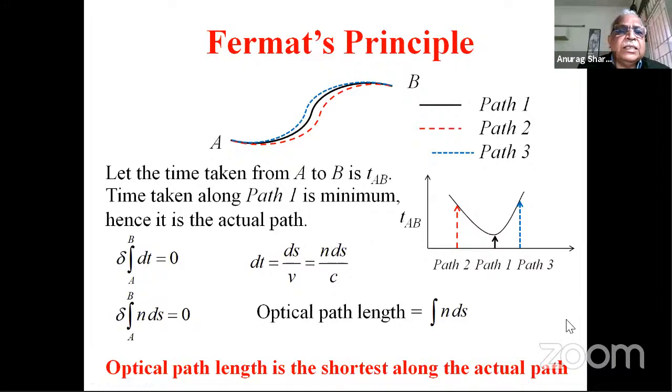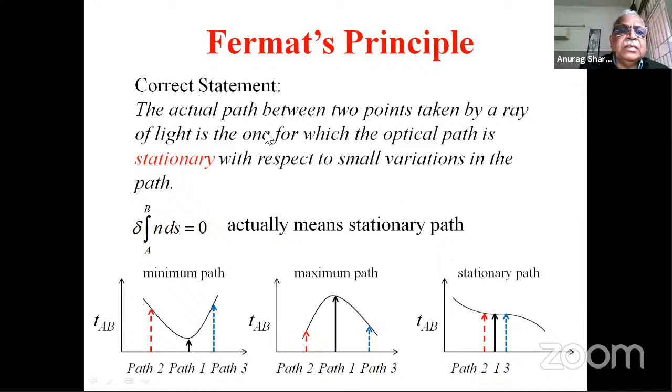Later on, it was realized that this is not the complete statement, and hence the correct statement was that the actual path between 2 points taken by a ray of light is the one for which the optical path is stationary with respect to small variations in the paths, which is the same statement as this. This equal to 0 is not only for minimum, but also for maximum and also for stationary. What does it mean? If the path is minimum, then that is the actual path, or it could be a maximum, then also that could be the actual path, or it is stationary.